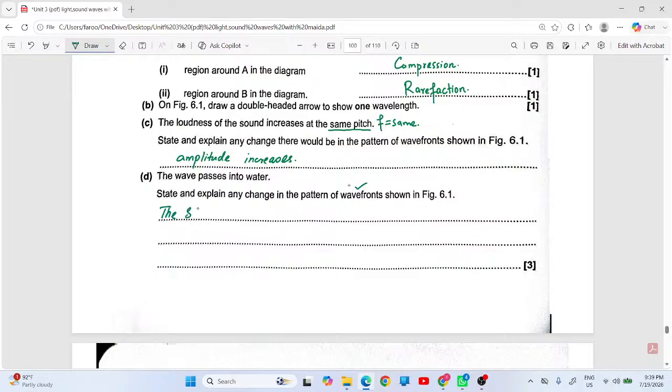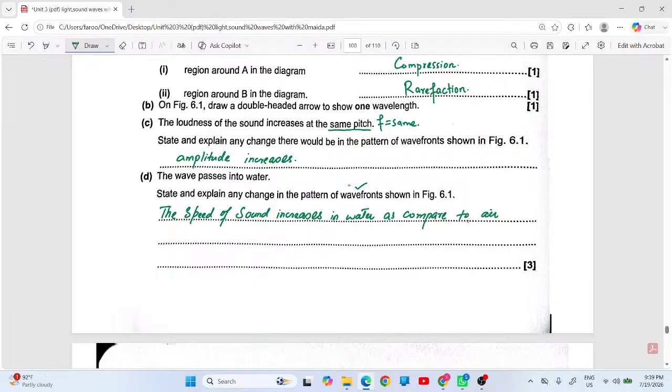We write: the speed of sound increases in water as compared to air.